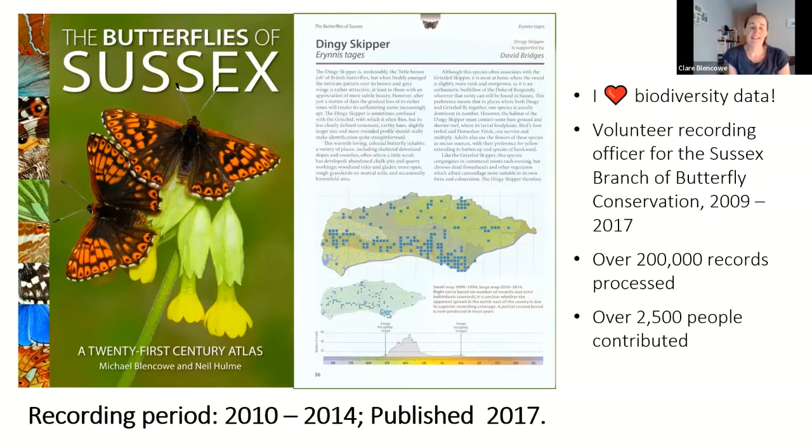But I think the idea of having a project gives people something to get involved with, and our experience was that once you start getting a few people involved and a few people excited, more people get involved. Over that 5-year period, we had more than 2,500 people contributing records to help us understand the distribution of butterflies in Sussex, and processed over 200,000 records, which went into producing the distribution maps for the atlas. So that was a real lesson, I think, in the art of the possible, and it also got me really excited about biological recording, and working with volunteer recording communities to improve the evidence base for Sussex.